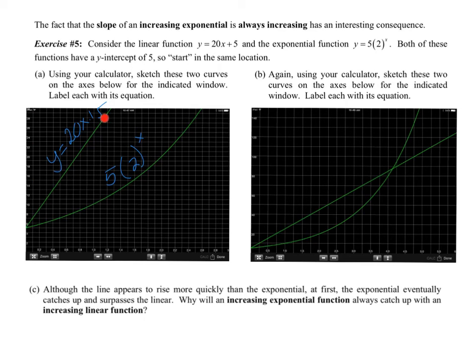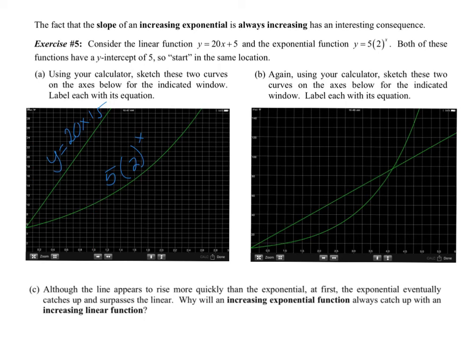Well, I hope you notice that my linear is increasing faster. So if I was over here at 1, my exponential is only at 10, but my linear is way up here at over 24. It's at 25. So clearly my linear is worth more. Now let's look at B. Again, using your calculator, sketch these two curves on the axes below for the indicated window.